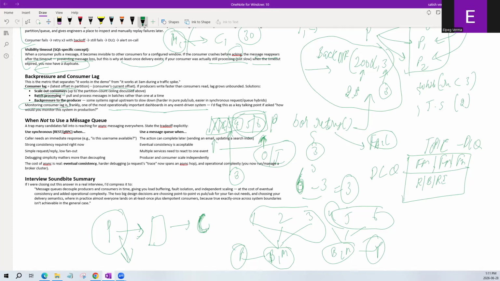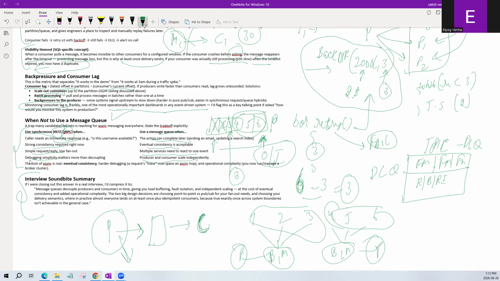Now, when not to use a message queue, a trap that many candidates fail on. Here I already added: use a synchronous API, REST or gRPC, when a caller needs an immediate response, strong consistency, simple requests, and debugging simplicity. Now, when do you go with a queue? When the action can complete later, eventual consistency is acceptable, multiple services need to react to one event, and producer and consumer scale independently. Now you are good with when to use and when not to use.